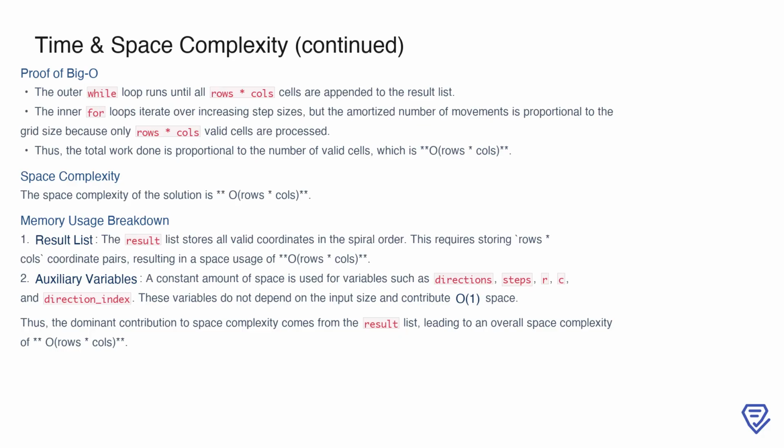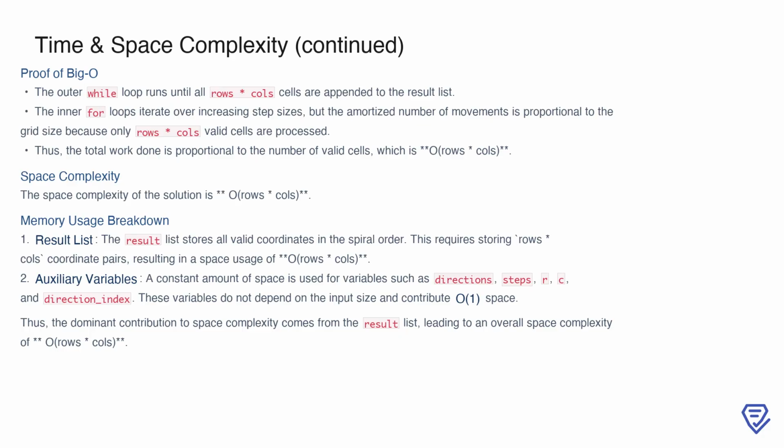The outer while loop runs until all rows * cols cells have been added to the result list. As for the inner loops, while the step sizes increase over time, the total number of movements remains proportional to the grid size because we are only processing valid cells. Thus, the total amount of work done by the algorithm corresponds directly to the number of grid cells, giving us O(rows * cols) time complexity.